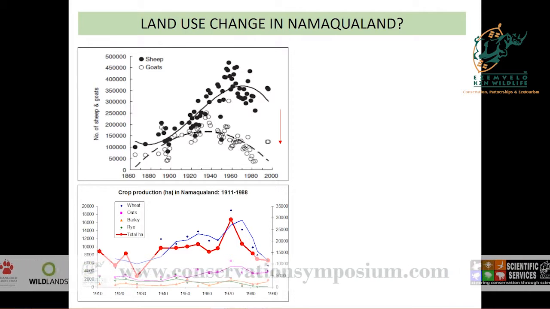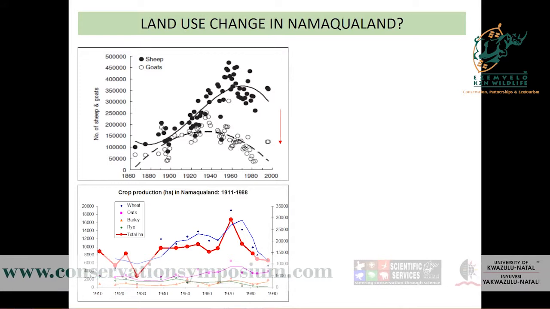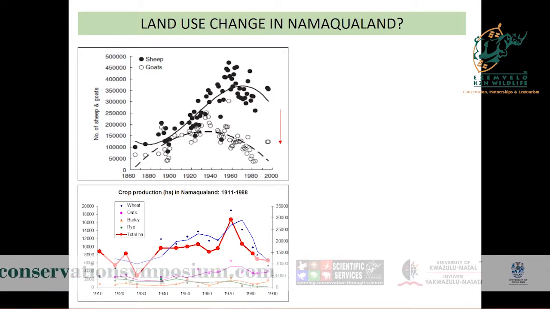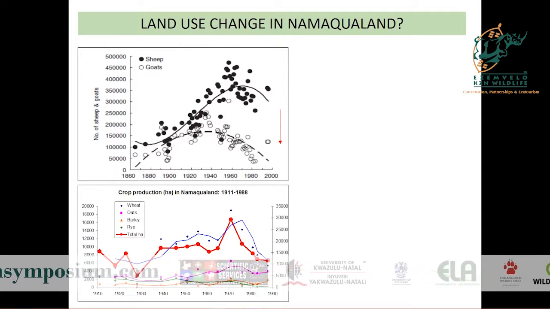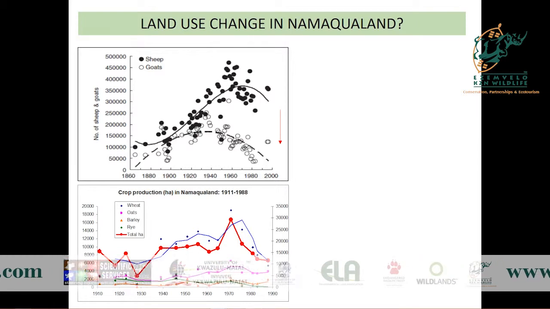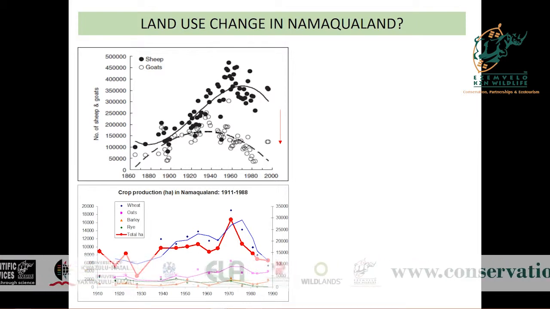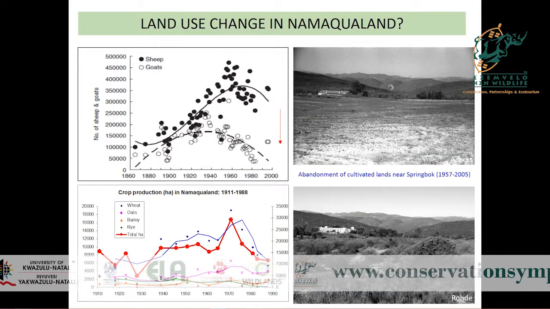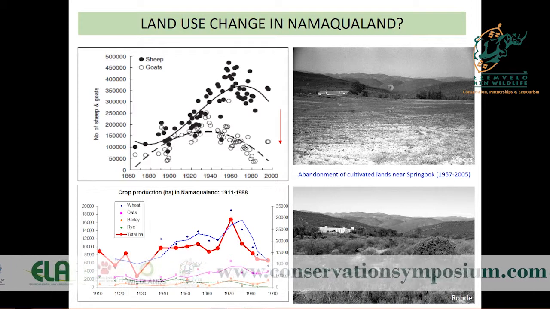And for the cultivated lands, we have four crops, wheat, oats, barley, and rye, with the total hectares cultivated in the red line over the period 1910 to, I think, 1993 or 1983 or something like that. And you see this decline in cultivated areas, a peak around the 1970s and the decline. And we use that to interpret some of our images that you could see in the landscape.